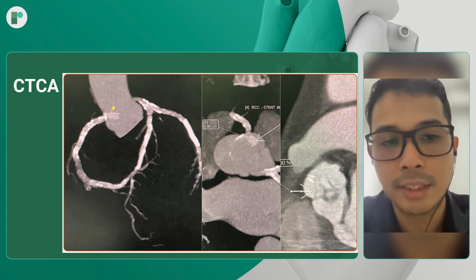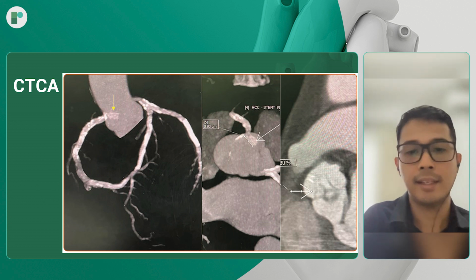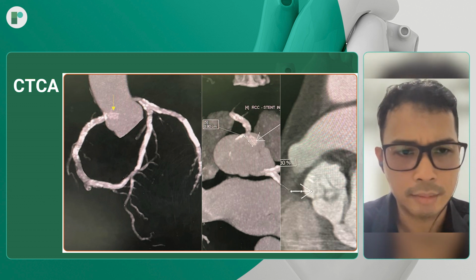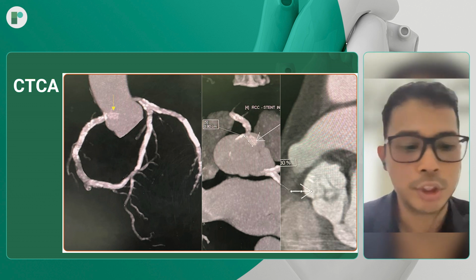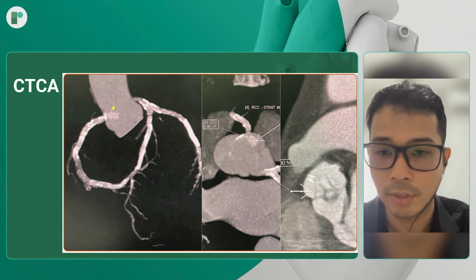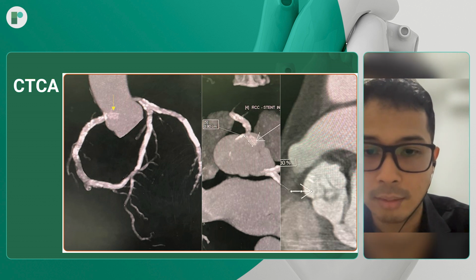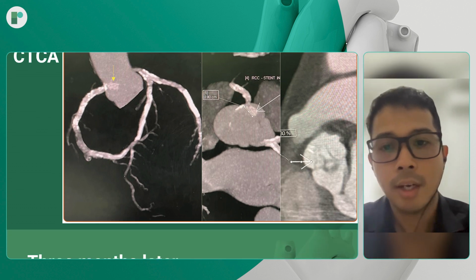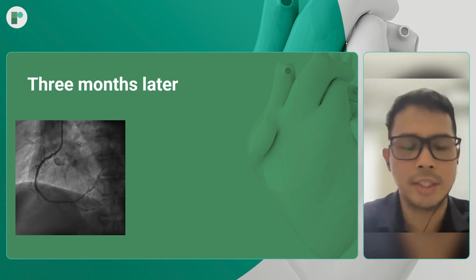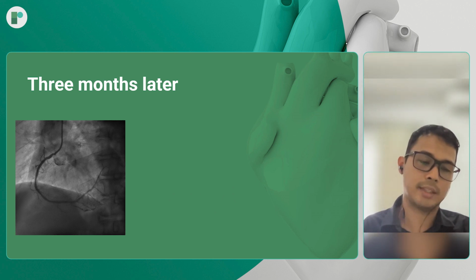Then we performed CTCA on the patient, and there we can appreciate a 9.1 millimeter stent protrusion into the ostial RCA, which fortunately did not touch the aortic valve, as we can see in the most right picture there. So after this, 2 months later, the patient came back because of a complaint of chest pain.